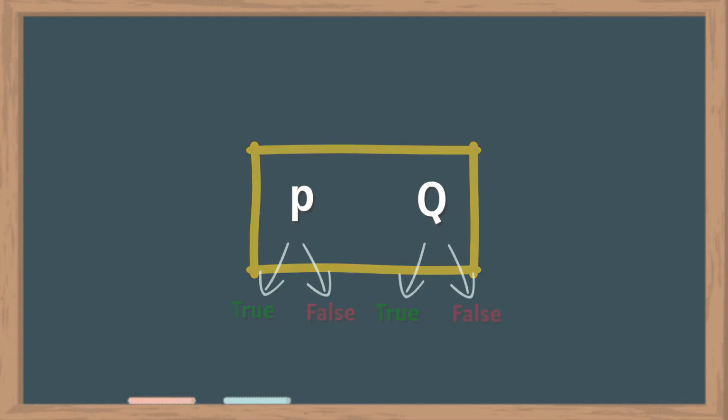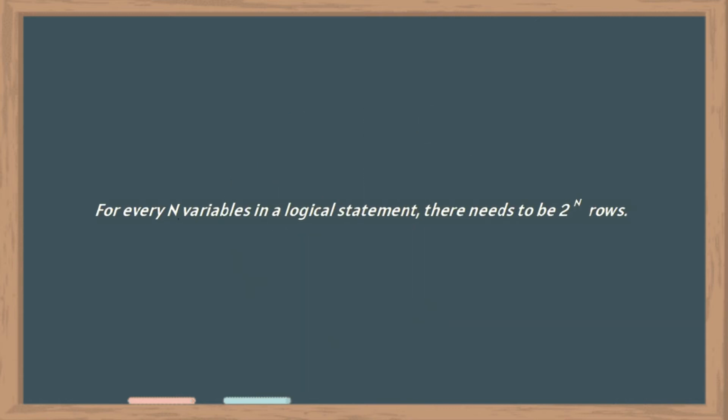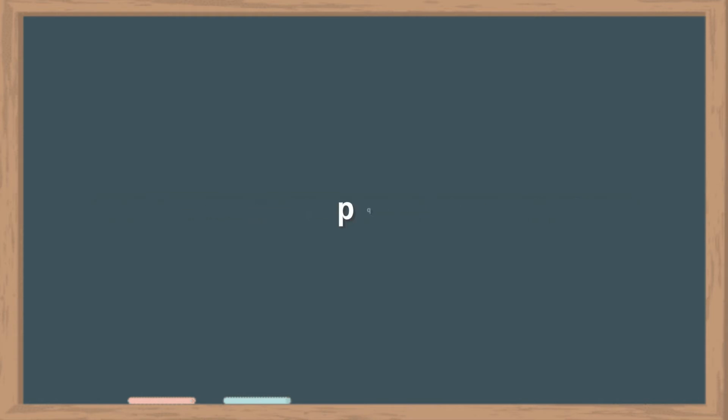A truth table is a chart of all the possibilities. To determine the number of rows a truth table should have, we use the following formula. So for example, if we have two variables, let's say P and Q, our table would look exactly like this.